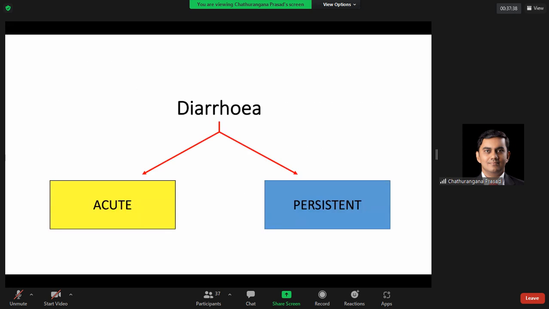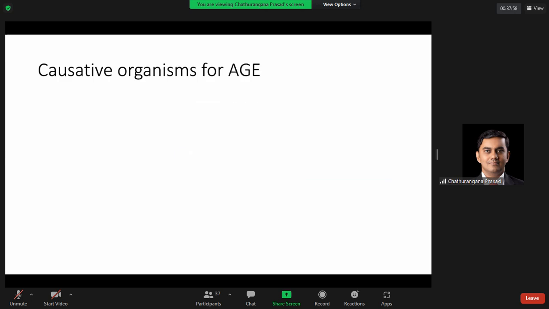So diarrhea has 2 types. You have the acute diarrhea: if the duration of diarrhea is less than 14 days, we call it acute diarrhea. But most of the time, these diarrheas last for a few days rather than 13 days. But once the duration is beyond 14 days, we label them as persistent diarrhea, or sometimes we label it as chronic diarrhea.